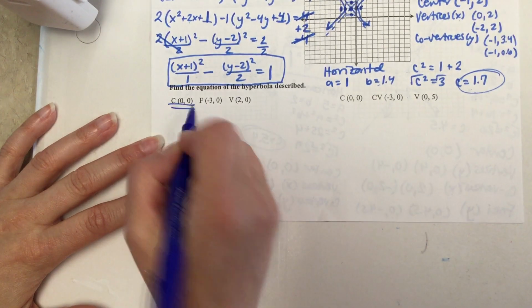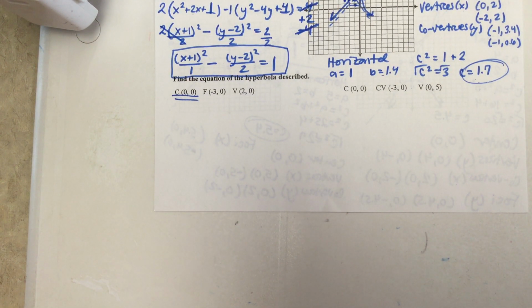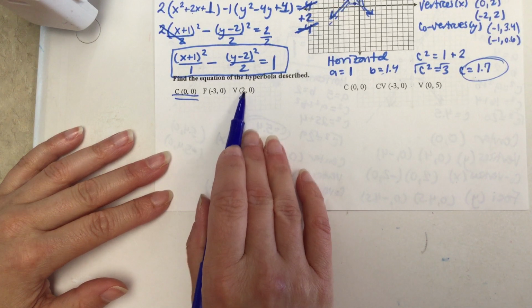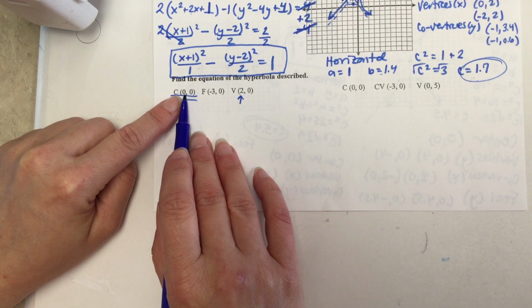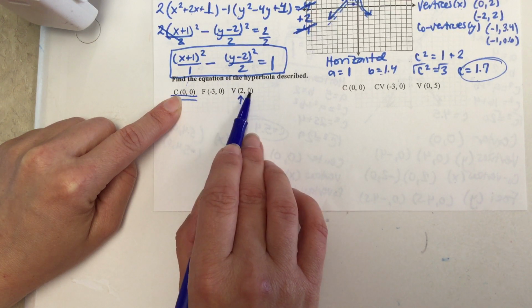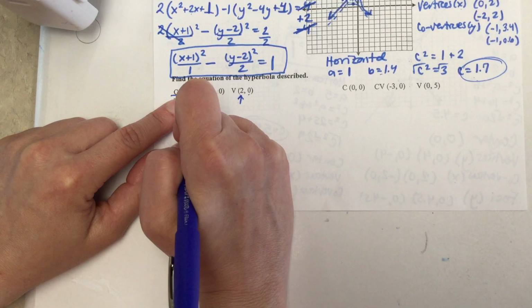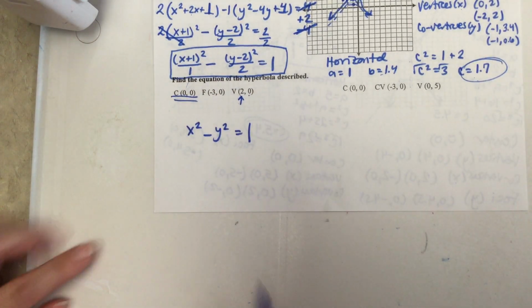So the center is 0, 0. So I'm going to have just an x squared and a y squared, but we have to be able to figure out which one comes first. Remember your vertices, that always goes with the first fraction. So in this case, if my center was 0, 0, in order to get to 0, they added 2 to the x. That means it's horizontal. So it's x squared minus y squared equals 1.